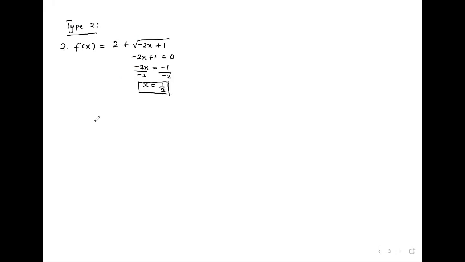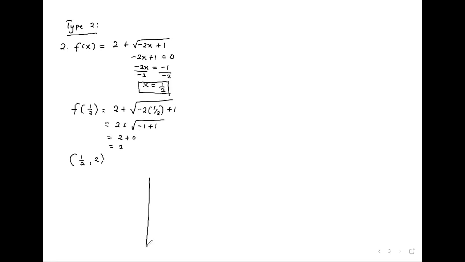Now, we cannot just have x to form a point. We need x comma y. So what will be the y corresponding to this x? So we get this x and take it in the function, that is 2 minus the root of (negative 2 times half plus 1). We substitute where there's x. So this will be negative 1 plus 1, giving us 2 minus 0, which is 2. So our starting point is (half, 2). So now we're about to be done with this sketch.